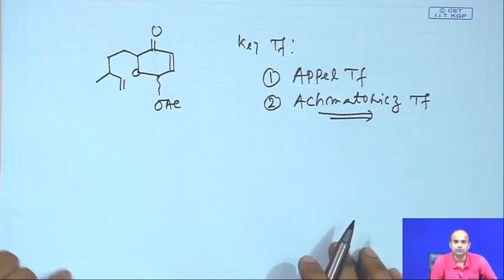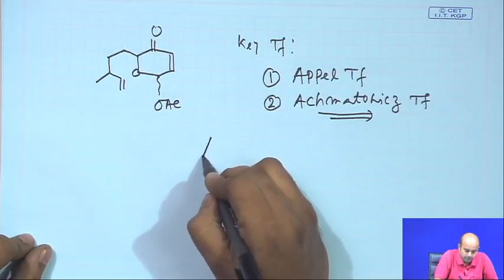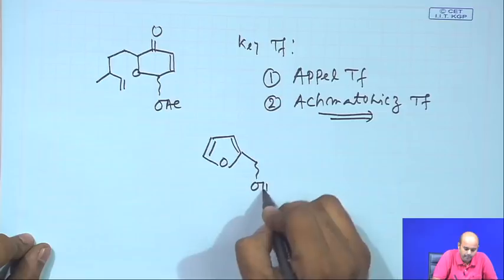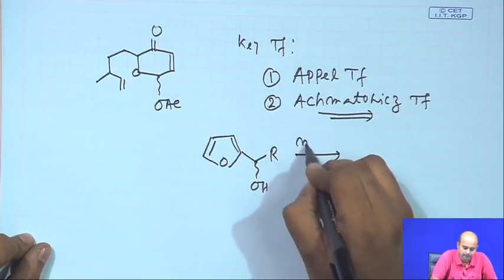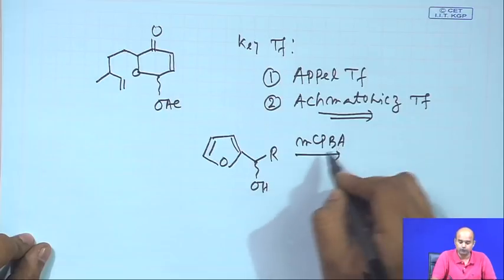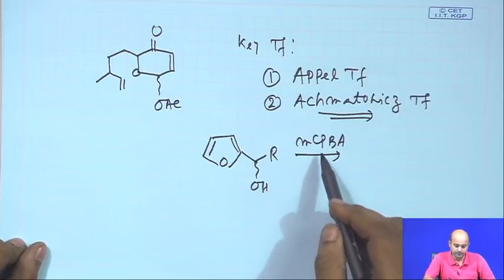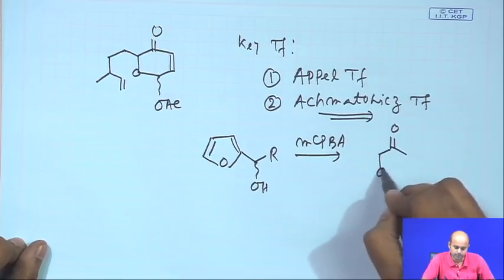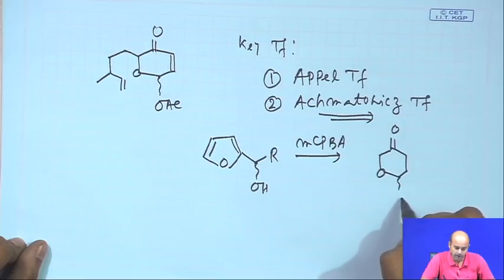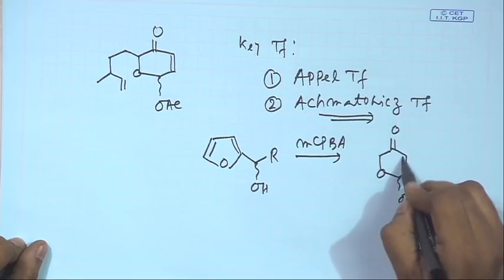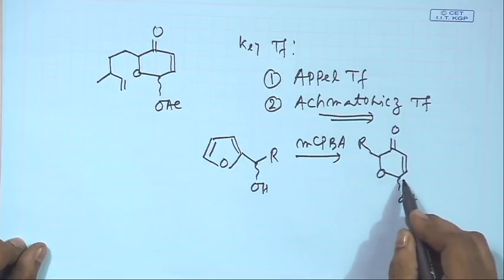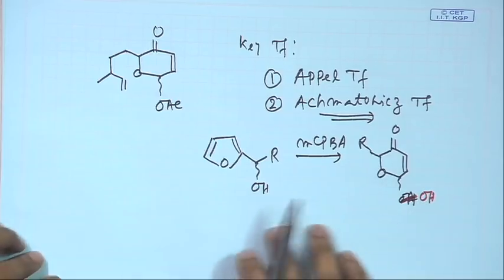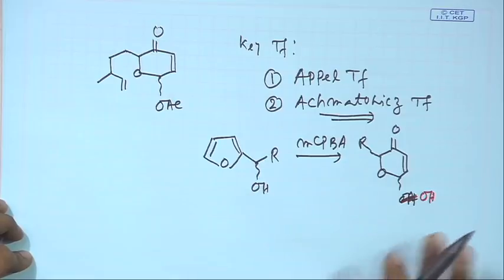this Achmatowicz reaction by treating this furyl carbonyl with mCPBA. There are other reagents also which can facilitate this Achmatowicz reaction, and that will give you a very nice access to this kind of compound, this is OH, this is OH. So, the Achmatowicz reaction is very useful, and eventually you can access this kind of compounds.